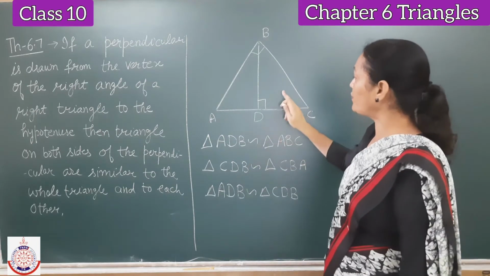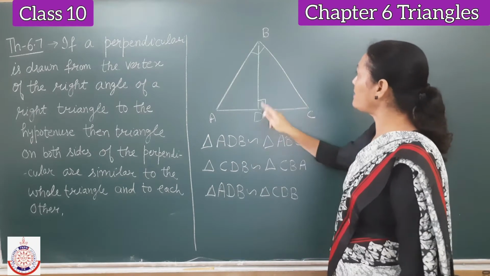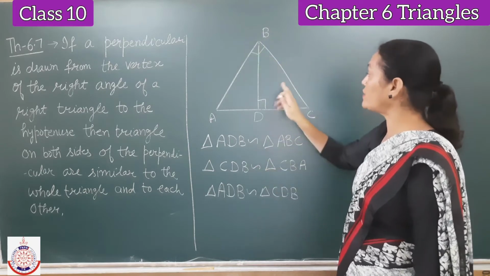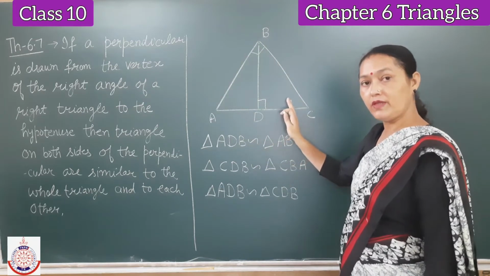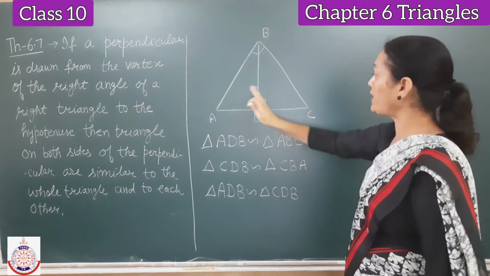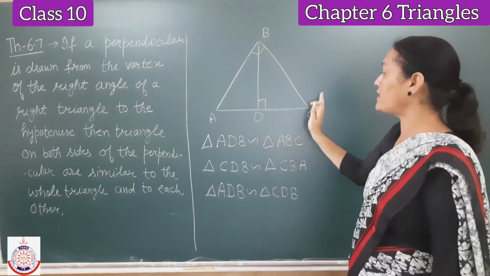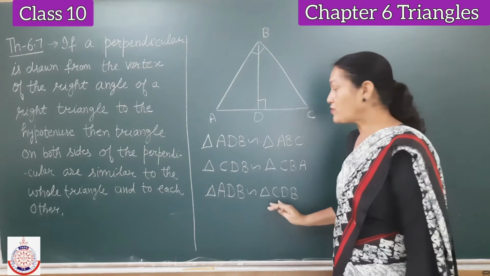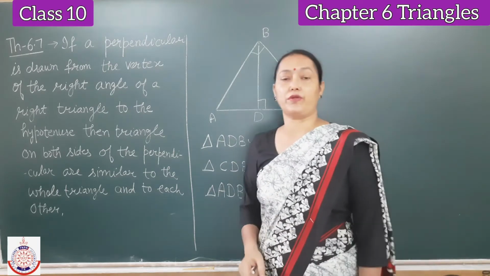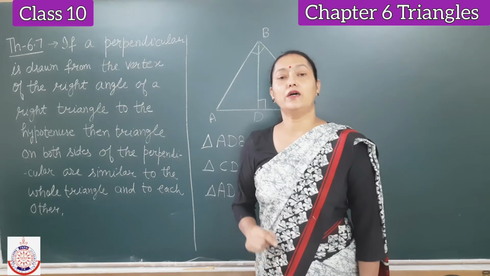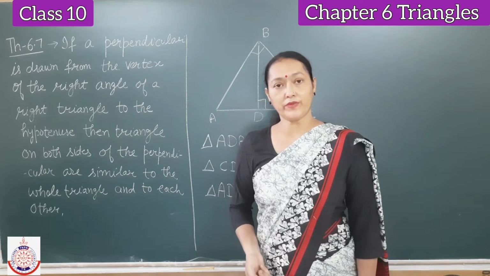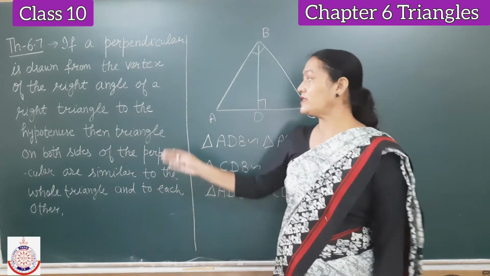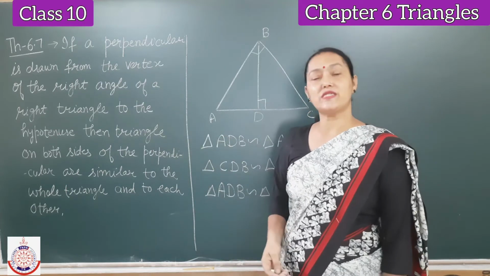Then we have proved that this small triangle CDB is also similar to the bigger triangle. And we can also conclude that if each smaller triangle is similar to the bigger one, they are similar to each other also. This all we have proved in Pythagoras theorem. For this, you can take the reference of theorem 6.7.